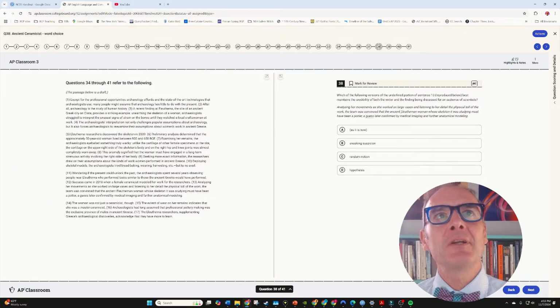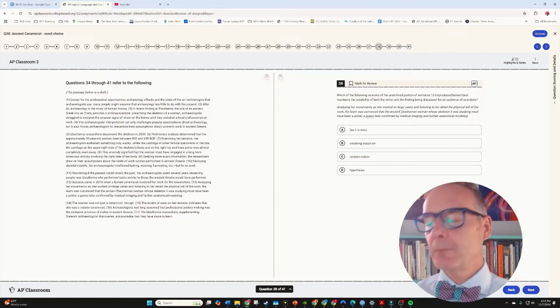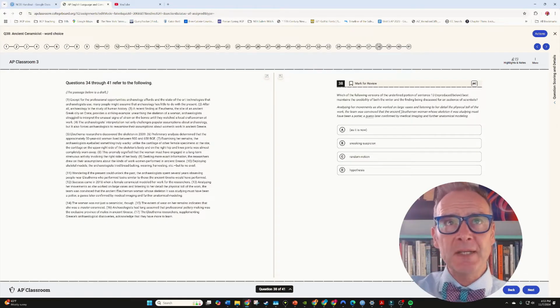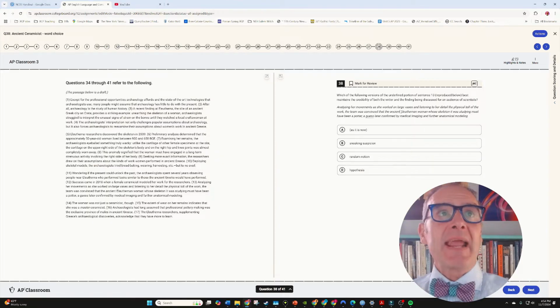38. Which of the following versions of the underlined portions of sentence 13 reproduced below best maintains the credibility of both the writer and the finding being discussed for an audience of scientists? So I'm noticing some of these are really nice because you don't even have to go back to the passage to see sentence 13. It puts it there for you. Analyzing her movements as she worked on large vases and listening to her detail the physical toll of the work, the team was convinced that the ancient Eleutherian woman whose skeleton was mostly studying must have been a potter, a guess later confirmed by medical imaging and further anatomical modeling. So our interesting word is the guess.